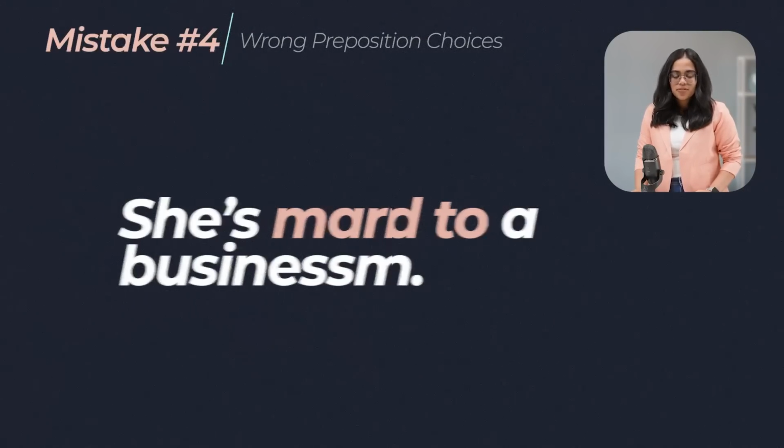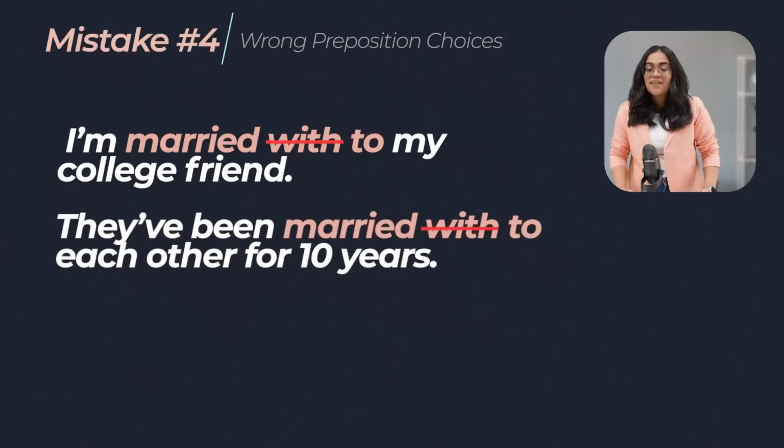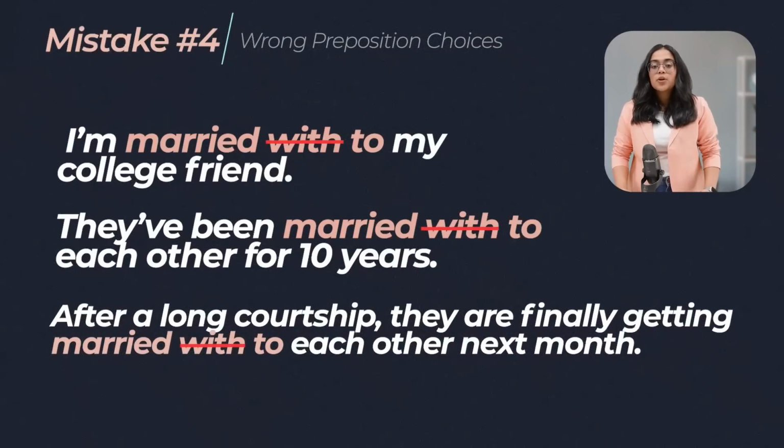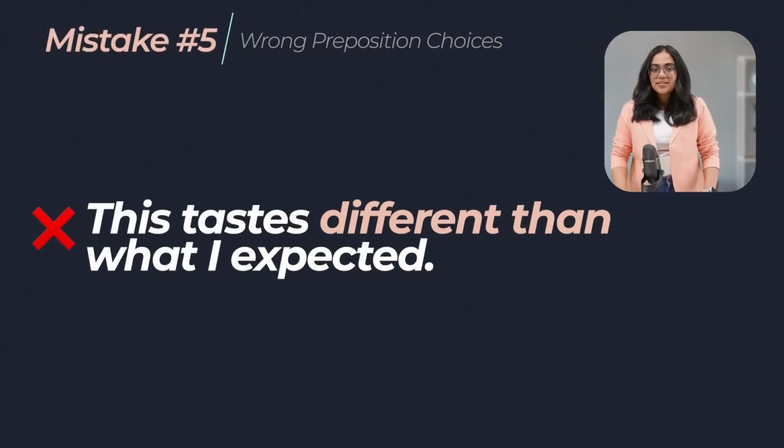Here are some more examples. I'm married to my college friend. They have been married to each other for 10 years. After a long courtship, they are finally getting married to each other next month. Courtship means the time period you date someone. That's called courtship. Here comes the next incorrect sentence.